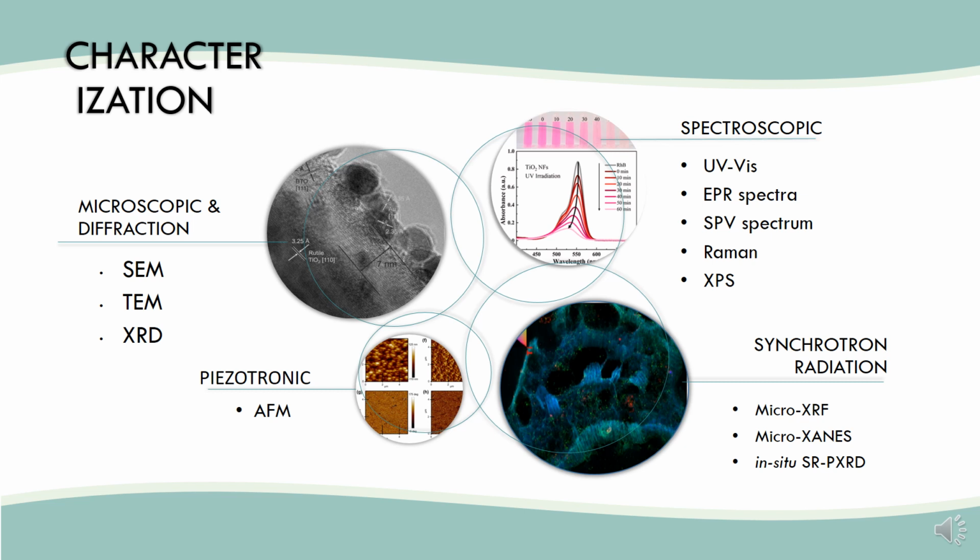Okay, and for the next part, I want to talk about characterization of titanium dioxide. Titanium dioxide can be identified from its composition, thickness, chemical transformation, and structure form. The characterization methods are classified as microscopy and diffraction, such as SEM, TEM, and XRD; spectroscopy, like XPS, UV-Vis, EPR, and Raman; AFM to measure the magnitude of the piezoelectric constant; and some fancy techniques like synchrotron radiation with micro XRF and micro XANES, and in situ SR-PXRD.